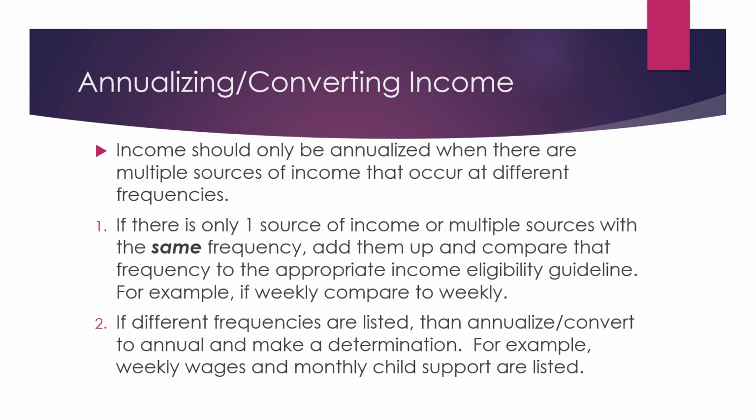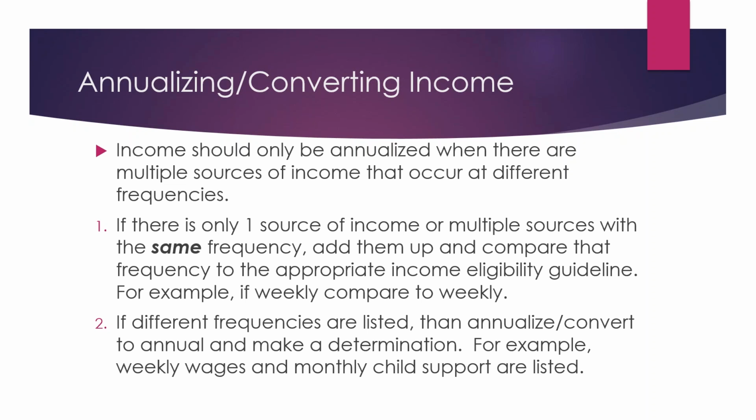So when the applications are being processed by you, you'll need to take a look at annualizing or converting income to an annual stream. So keep in mind that income should only be annualized when there are multiple sources of income that occur at different frequencies. For example, if there is only one source of income or multiple sources with the same frequency, just add them up and compare that amount to the appropriate chart on the income eligibility guideline.